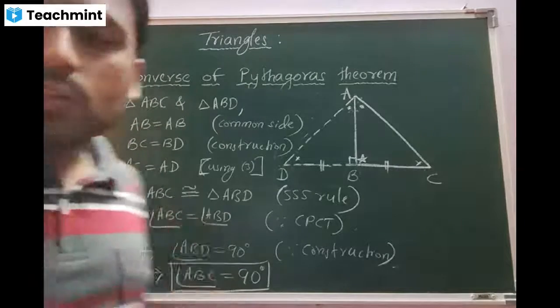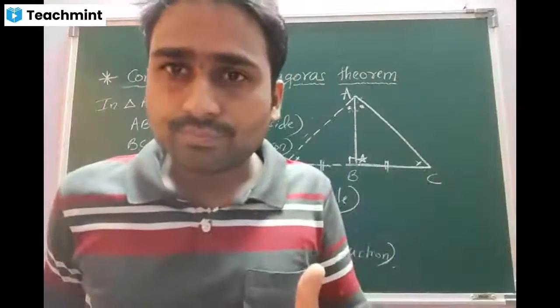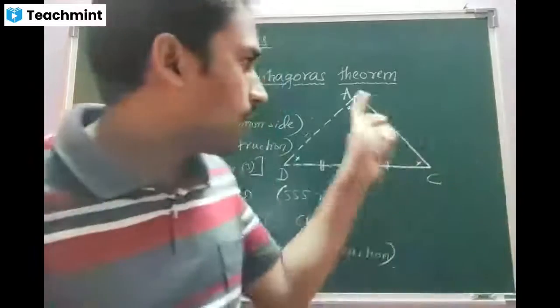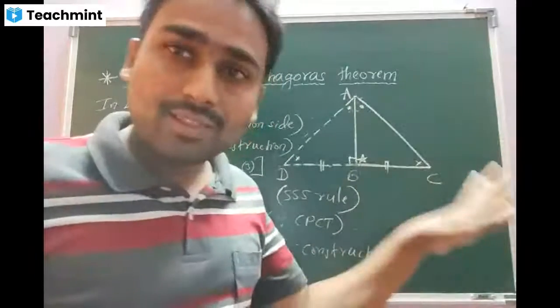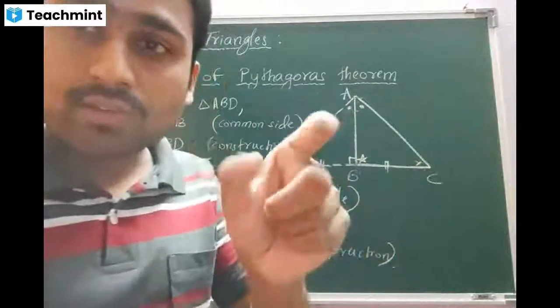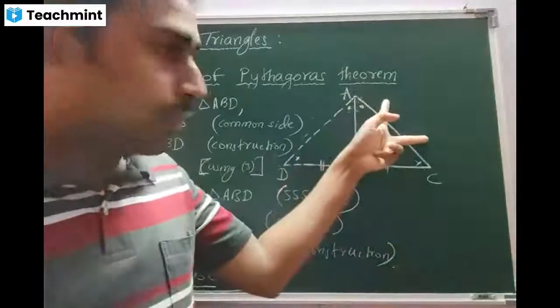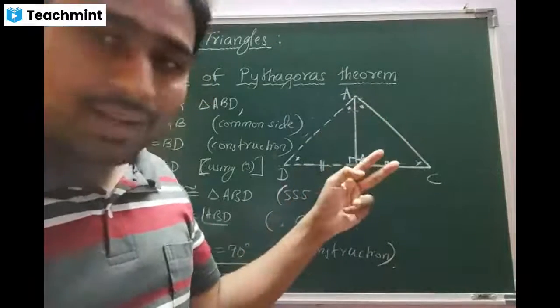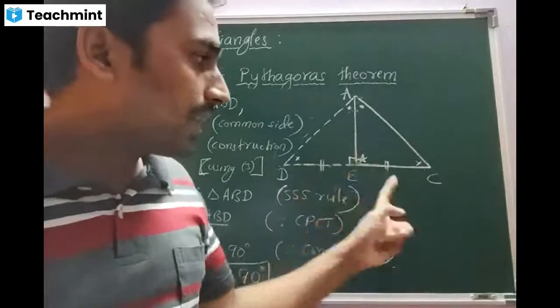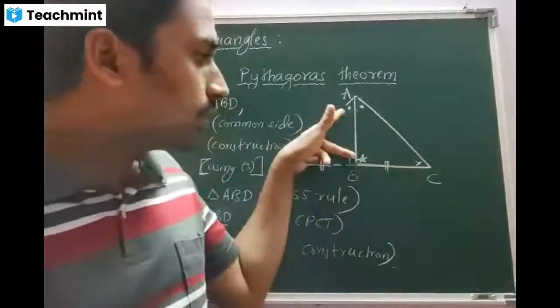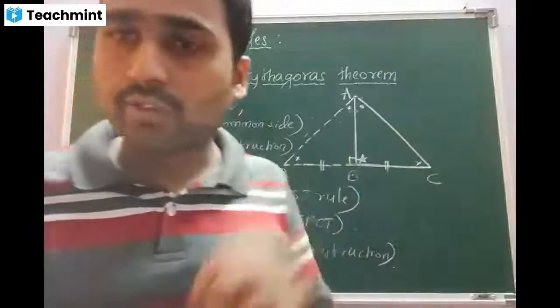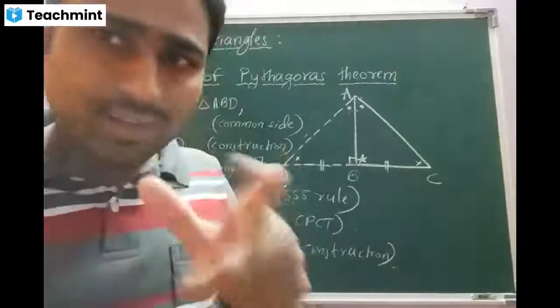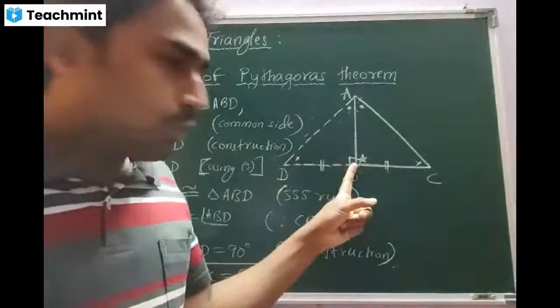Beta, look at the procedure here. What we have done? First, I have taken a triangle ABC. In this, I have put the first part of the statement. Square on AC is same as the sum of the squares on AB as well as BC. That is, AC square is equal to AB square plus BC square. Equation 1.